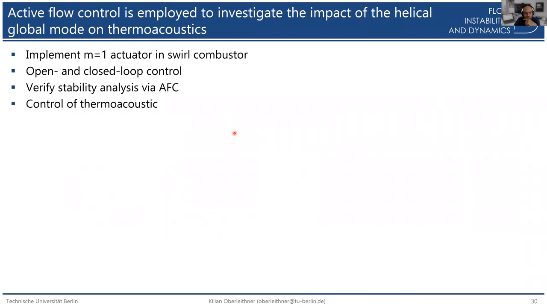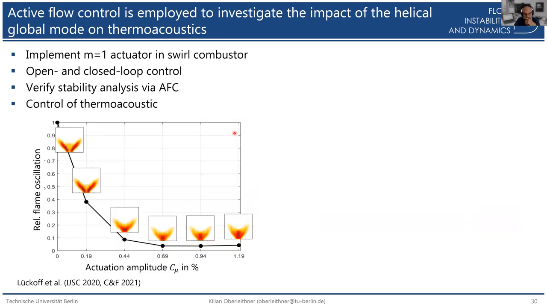So then we used the control scheme to see if we have any effect on the thermoacoustic oscillations. And this was one of the first results we got. So we ran the combustor now at an unstable condition, an operating condition where we have strong pressure oscillations due to thermoacoustics. And then we turned our actuator on. And as you can see, as we increase our actuation amplitude, we get a strong suppression of our thermoacoustic amplitude here. So we could definitely see a very strong way of controlling the thermoacoustics through an actuation of our global mode.